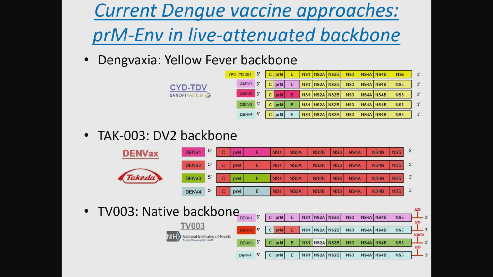The third is a vaccine developed by the National Institute of Allergy and Infectious Diseases at the NIH. This is TV003, and this uses the native background. This is a live-attenuated vaccine as well. So you can see that dengue 1, dengue 3, and dengue 4 all have the native genetic sequence of those specific serotypes. Dengue 2 has the prM and the E of dengue 2, but it's in the genetic background of dengue 4. But again, all of these are using the wild type prM and envelope coding protein regions.